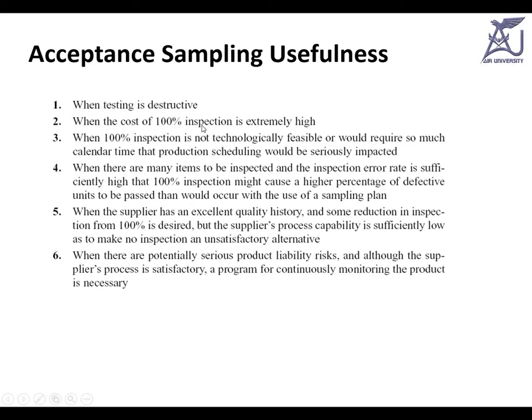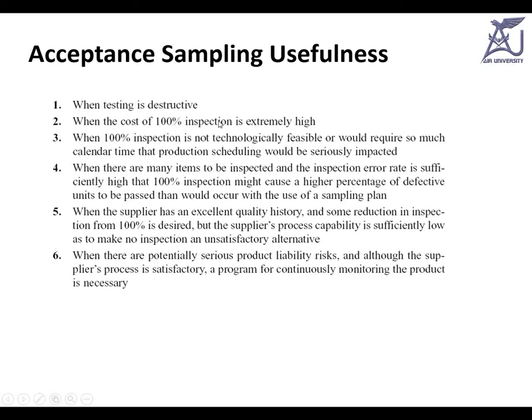Second, when the cost of 100% inspection is extremely high. Of course, sampling is very good, because some parts cannot be inspected 100% because the production is so vast, maybe mass production. You are producing lots of components maybe in one shift or maybe in 1 hour.